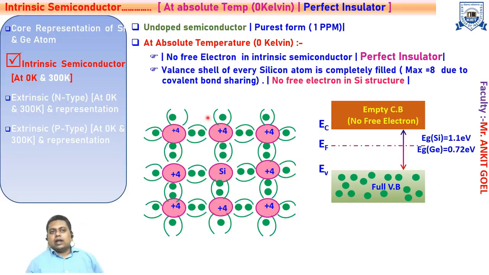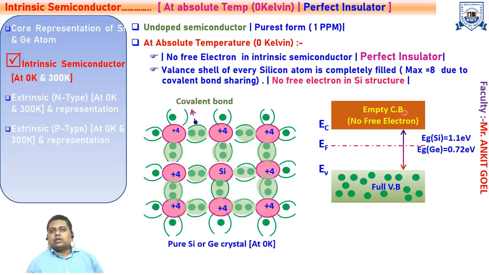Each silicon atom shares its electrons with the adjacent silicon atoms and makes covalent bonds. The maximum number of electrons which can be accommodated in the valence shell is 8. So you can see these silicon atoms are tightly bound. There will be no free electron available in the structure at absolute temperature.